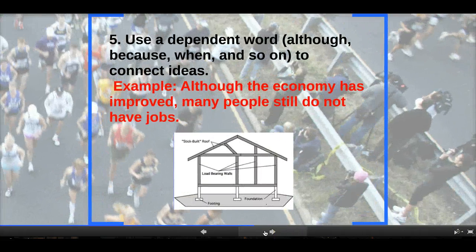Number 5. Our fifth way of doing it is to use a dependent word. We learned about these last week when we were talking about complex sentences. We can use a dependent word, things like although, because, or when, to connect ideas, because basically we're taking a run-on and turning it into a complex sentence. So: Although the economy has improved, comma, many people still do not have jobs. This is a correct sentence because we have one dependent clause and one independent clause. Now we just have a complex sentence. We could also use something like: Even though the economy has improved, many people still do not have jobs. That's perfectly grammatically correct as well. Let's go on.